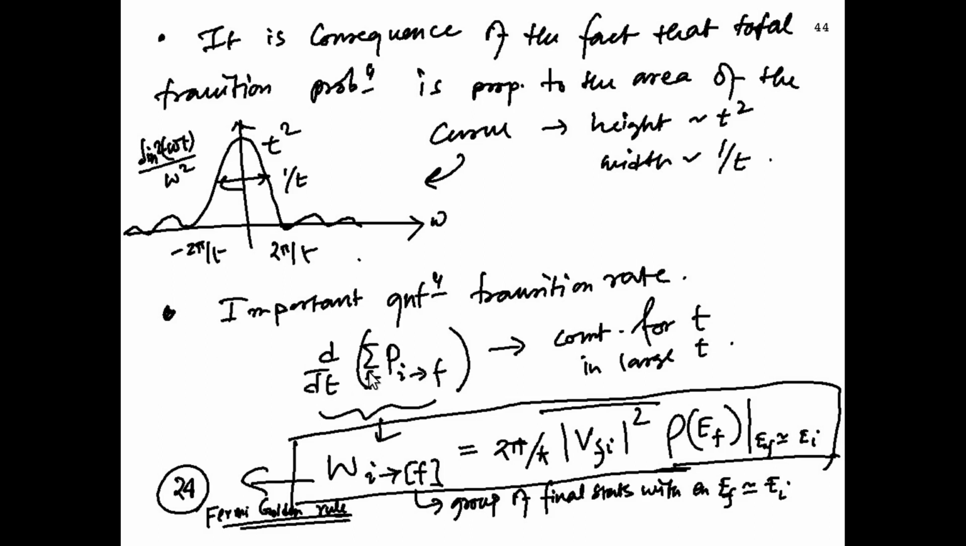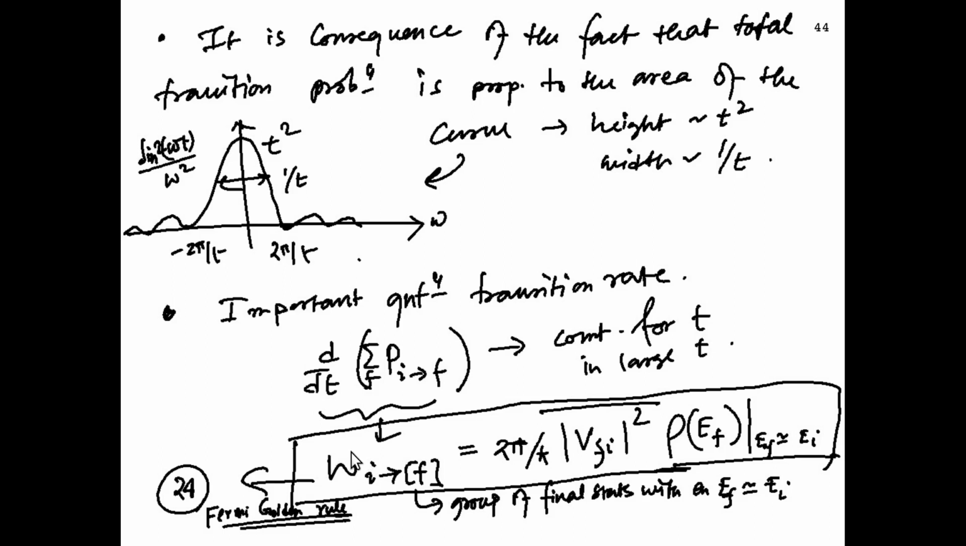To know that, you have to take a derivative with respect to time, and you can see that since it is proportional to t, it becomes a constant, and in the large time limit, of course, because we have estimated this whole thing in the large time limit. So when we compute this, I call W the transition rate.